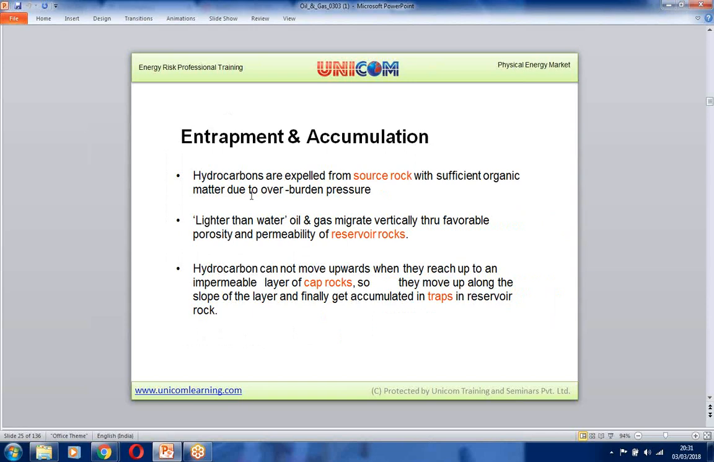Okay, so here we are talking of the same thing. Hydrocarbons are expelled from source rock with sufficient organic matter due to overburden pressure. Lighter than water, oil and gas migrate vertically through the favorable porosity and permeability of reservoir rocks. Hydrocarbons cannot move upwards when they reach an impermeable layer of cap rock. So they move along the slope of the layer and finally get accumulated in the traps in the reservoir rock.